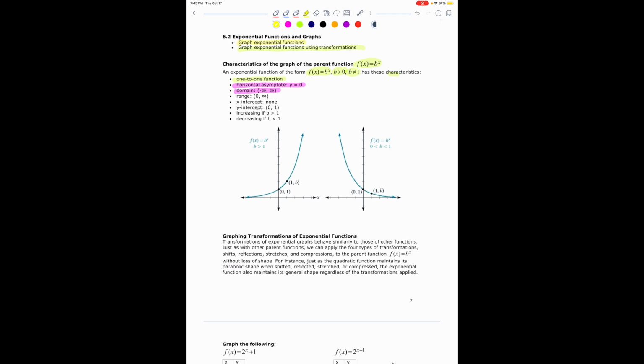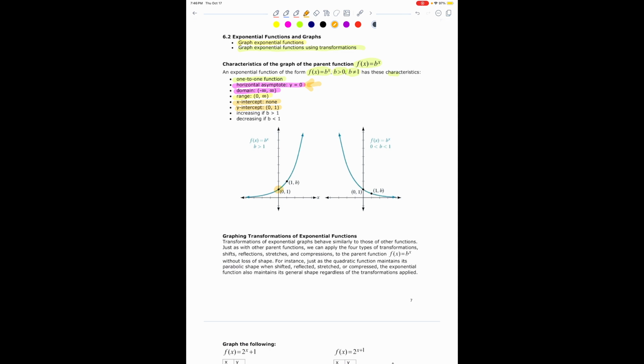Another characteristic is the range of this function is from 0 to positive infinity, as you can see, because the x-axis is a horizontal asymptote. So in that case, we're not going to include the 0. So it's going to be from 0 to positive infinity, exclusive of the 0. And the x-intercept, we do not have any x-intercepts because the x-axis is actually a horizontal asymptote, as you see here. So there is no x-intercept, but the y-intercept is (0, 1).